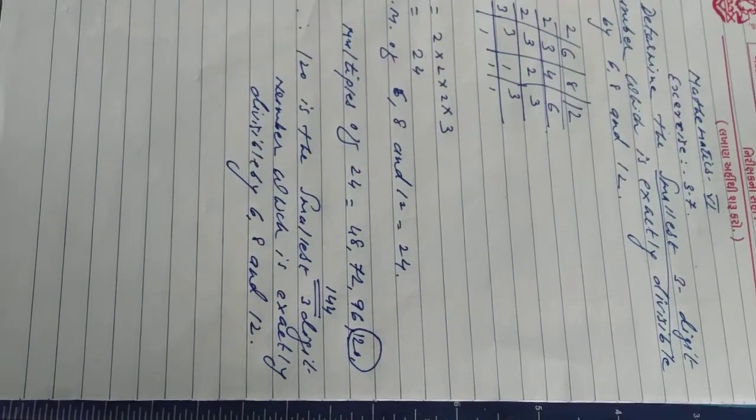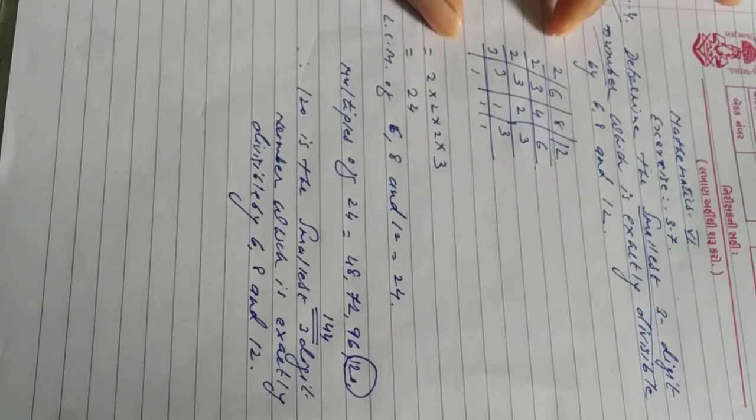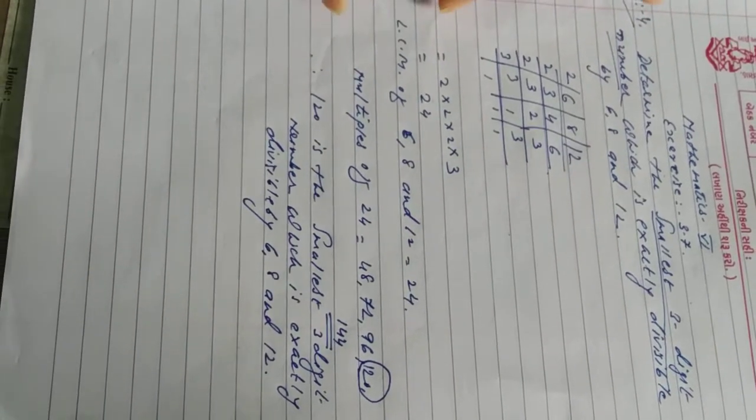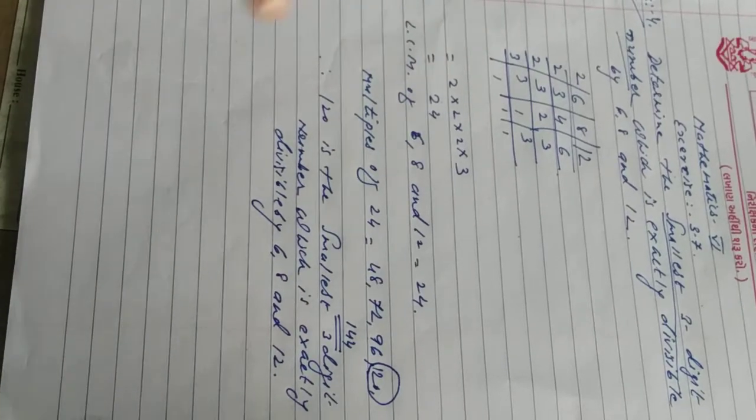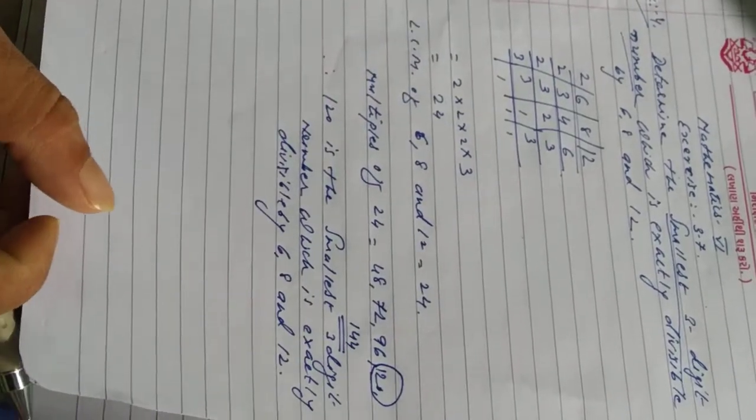So all of you understood? First of all, what to do? We have to find the LCM of the given numbers. Whatever LCM we get, we have to find its multiples. Then, since it asks about the smallest, we have to find it. Got it? Now let's go for the next example number 5.